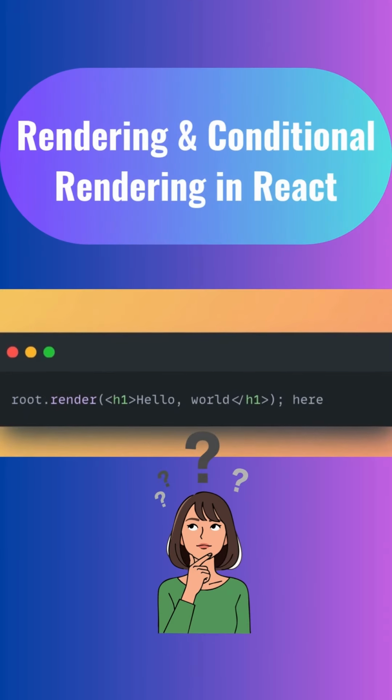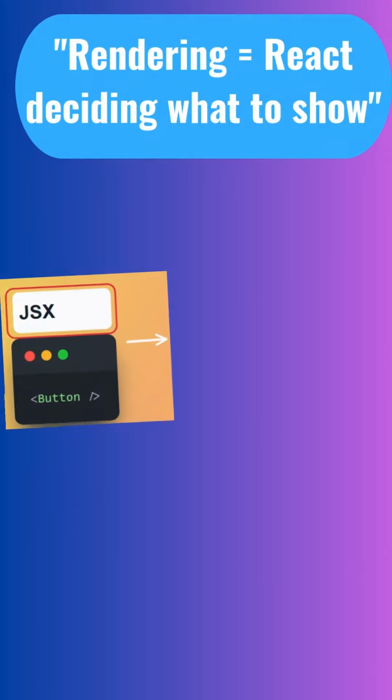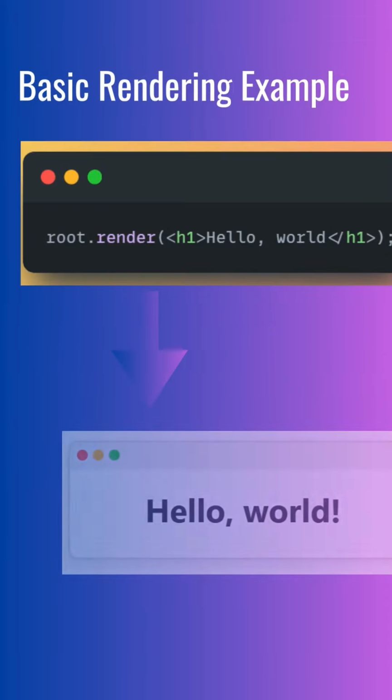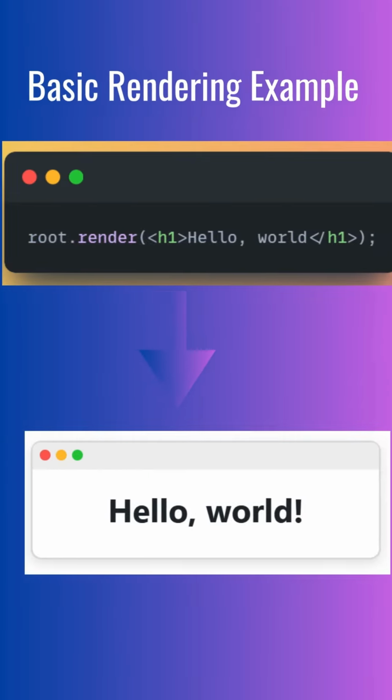In React, how does your JSX decide when to show up on the screen or stay hidden? Rendering means React decides what UI to show. It reads your components and state and turns the JSX into real HTML elements on the page. For example, when you call root.render with a heading, React creates that element and tells the browser to display the hello world text on the screen.